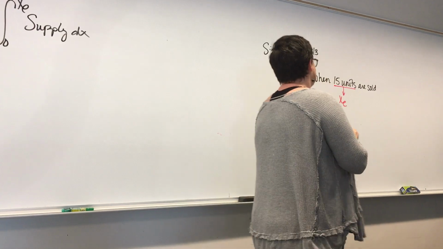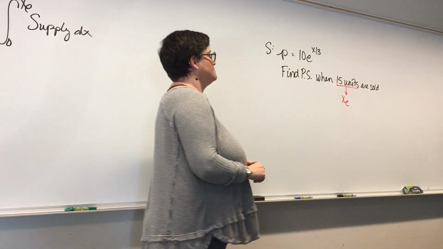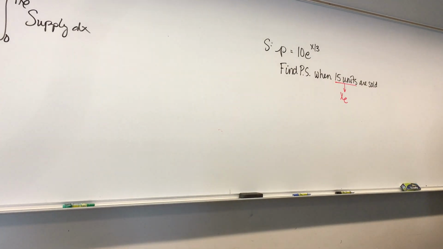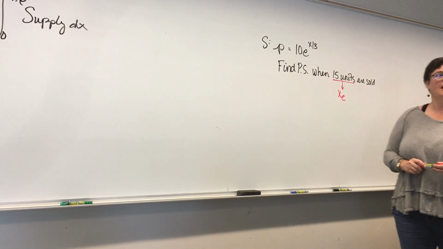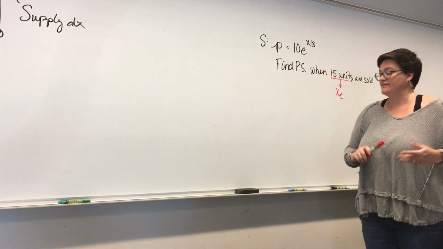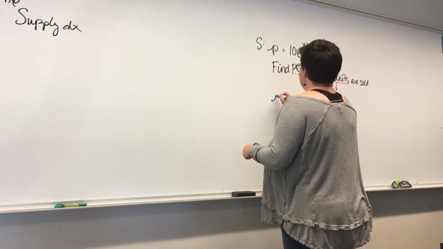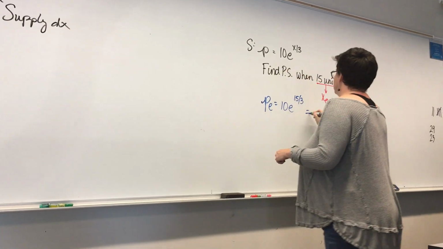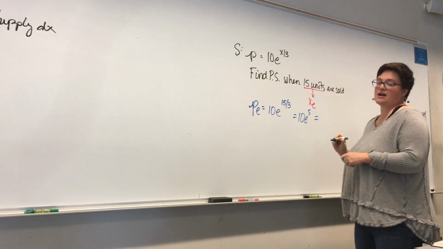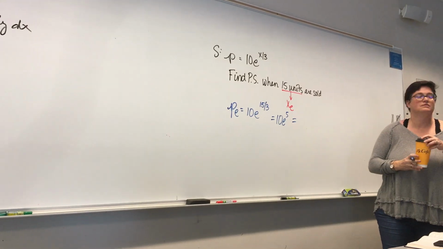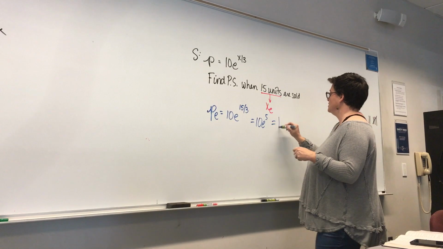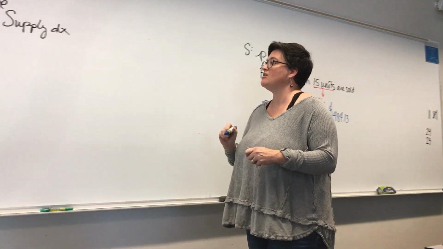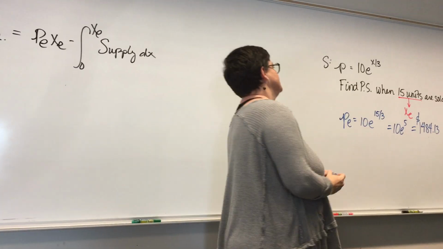We have 15 units. So how do we determine price when we have our X? Plug it into the supply function for X. It's an X value, so we're gonna shove it in for the X value and just see what happens. So price at equilibrium is gonna be 10e to the 15 over 3, which is just 10e to the 5th, which is 1484.13. And since this is a price, that's in dollars.